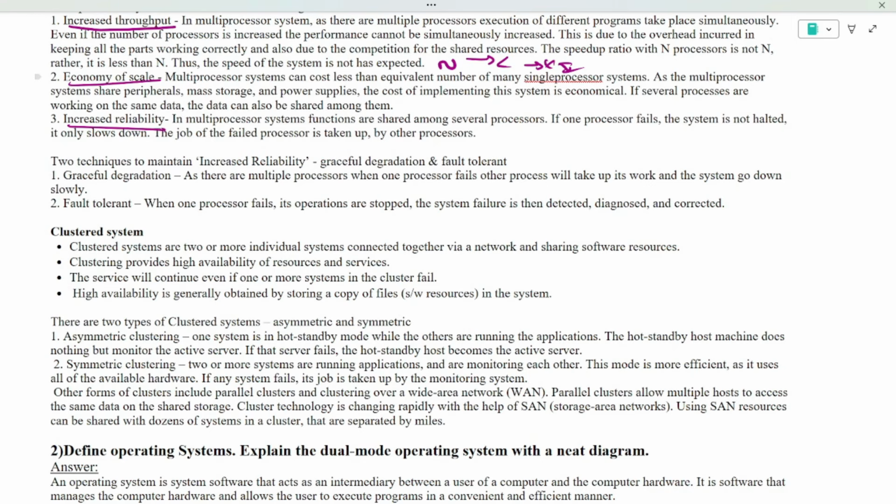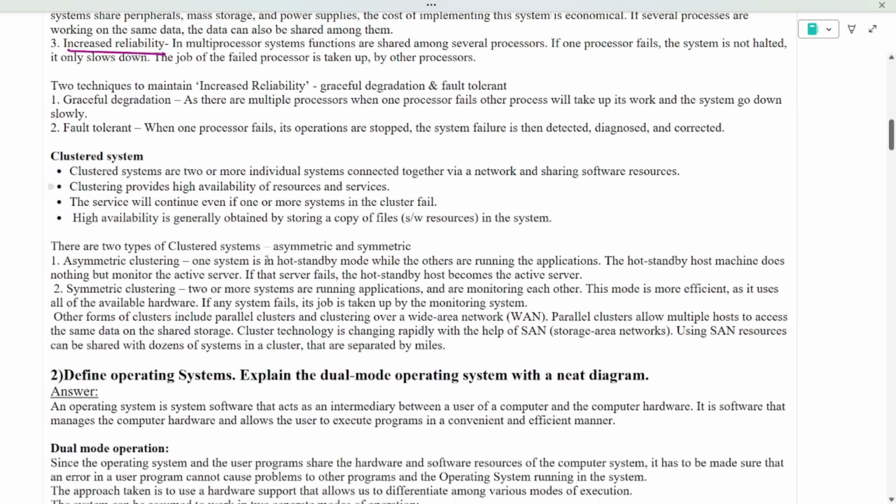That means cost is less, and reliability, that is if one processor fails, the system is not halted. That means the system is not down, it only slows down. If the failed processor's job is taken, the other processor will continue. The two techniques for increased reliability are fault tolerance and graceful degradation. You can go through it.